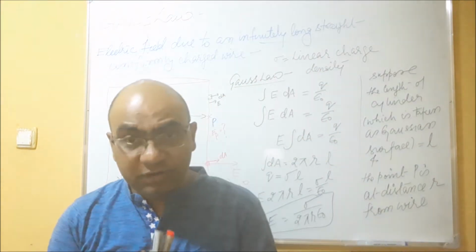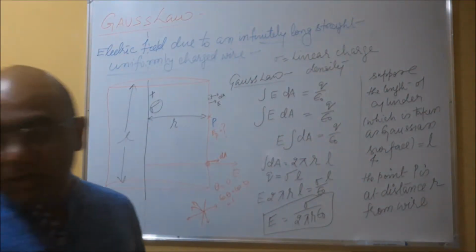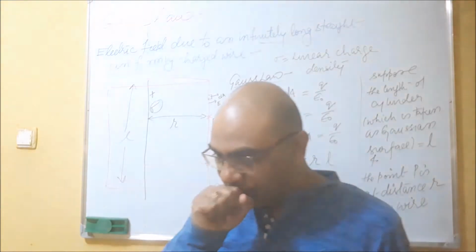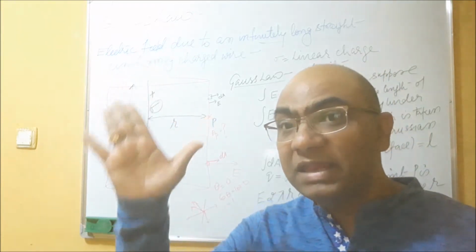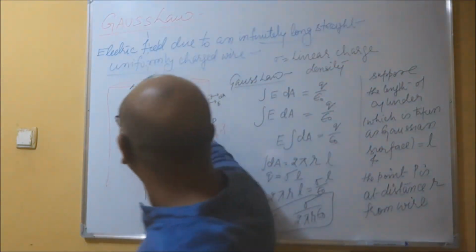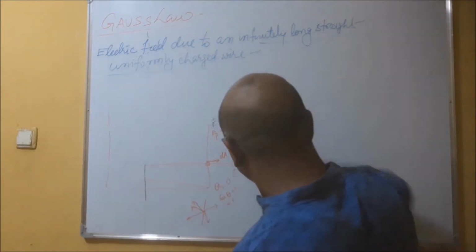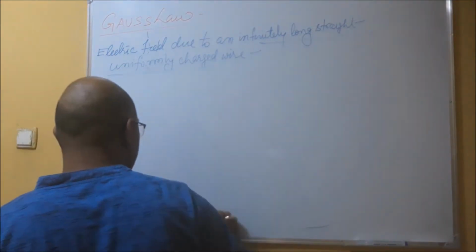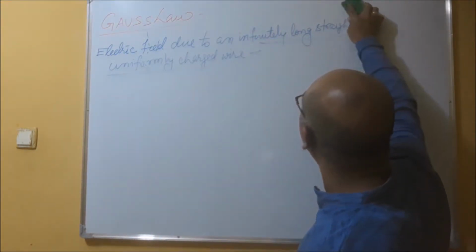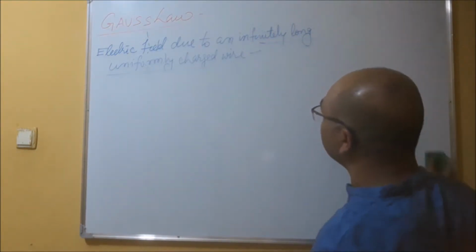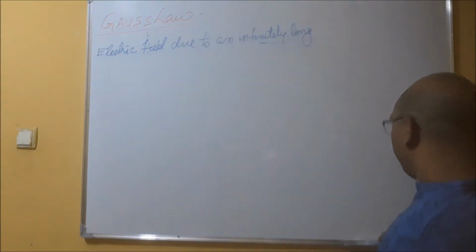If it is clear, then we can move to the second surface. Suppose we are taking, sorry, we are taking the uniformly charged infinite plane sheet. Here we had only a line. Now what we are taking is the electric field due to an infinitely long plane sheet.